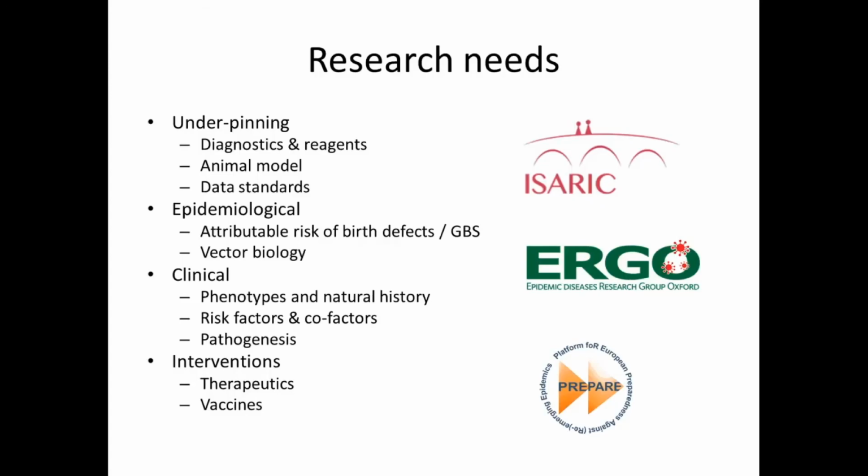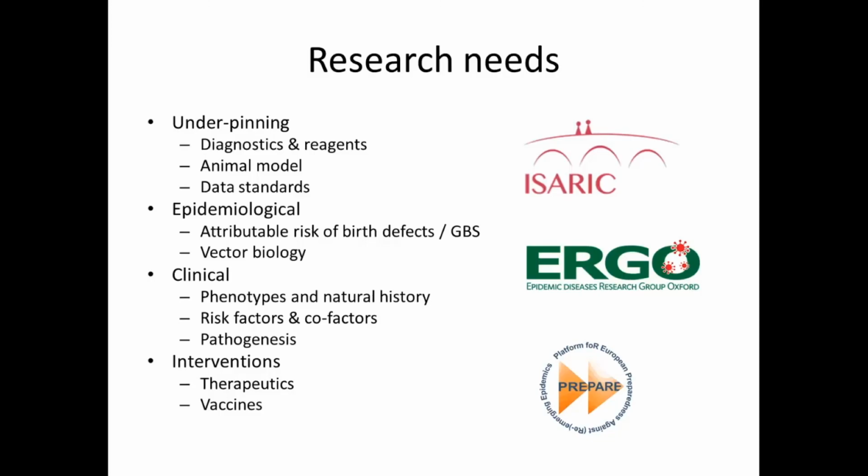Epidemiological research, really, we just don't know the attributable risk of the birth defects. We know there's an association, we believe it to be causal, we don't yet know the magnitude. What's the absolute risk for women living in that area of getting infected and then it affecting the fetus? Same with Guillain-Barré syndrome. Work is needed on vector biology. We don't know how competent a vector Aedes albopictus or other mosquitoes are.